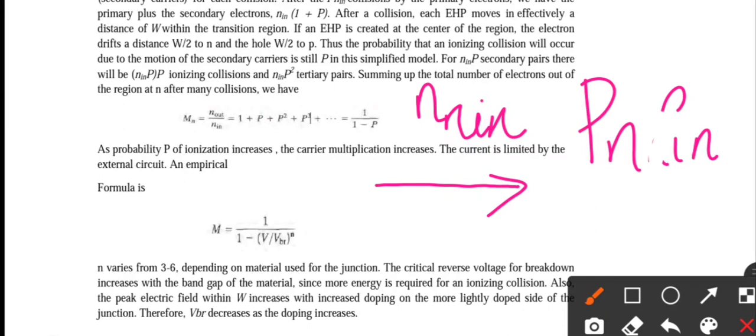We have n_in number of electrons entering from the P side, and at the depletion region, if they collide with the crystal lattice with probability P, then there will be P times n_in collisions. Each of these collisions will result in the formation of one electron hole pair. After the P n_in collisions by the primary electrons, how many electrons do we have? The original n_in electrons and P times n_in electrons. So we can write it as n_in times (1 plus P), right?